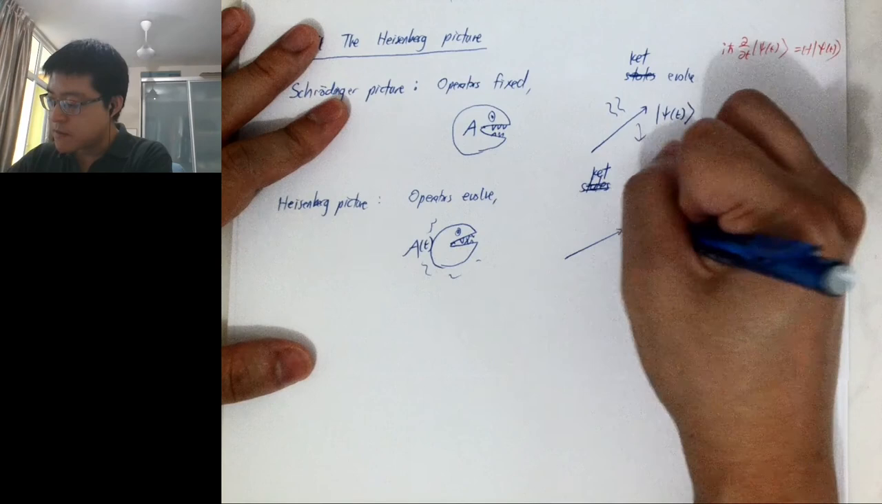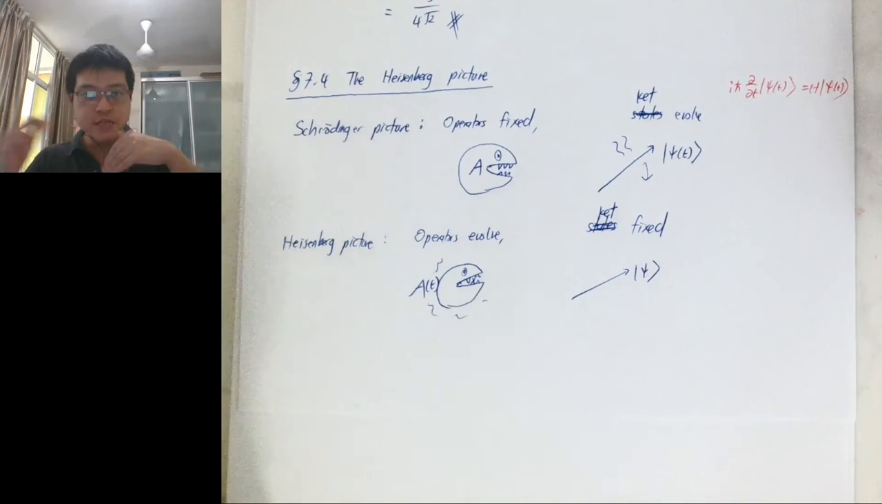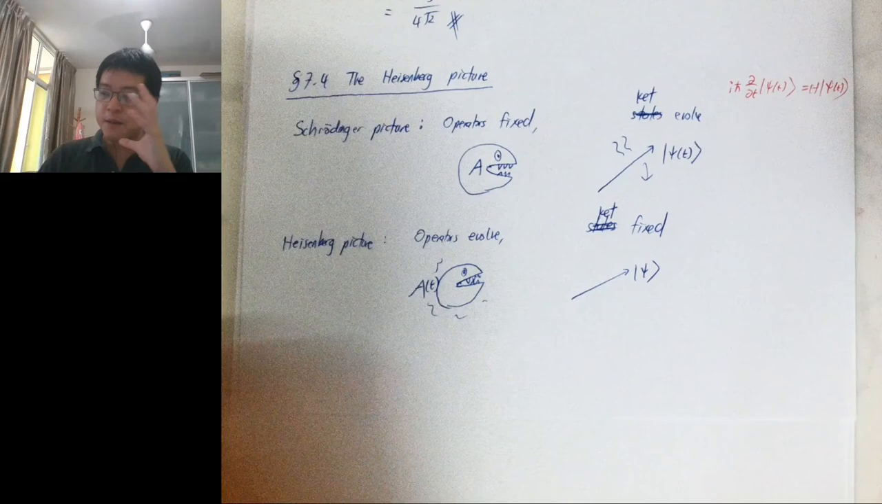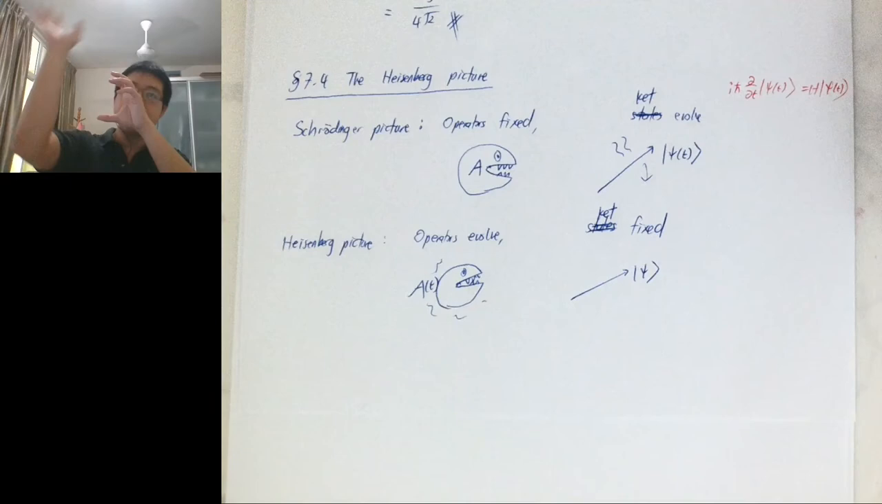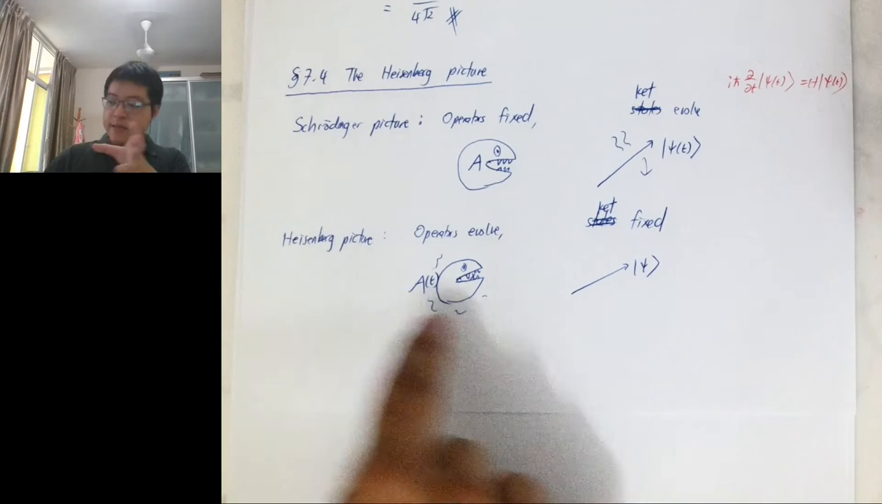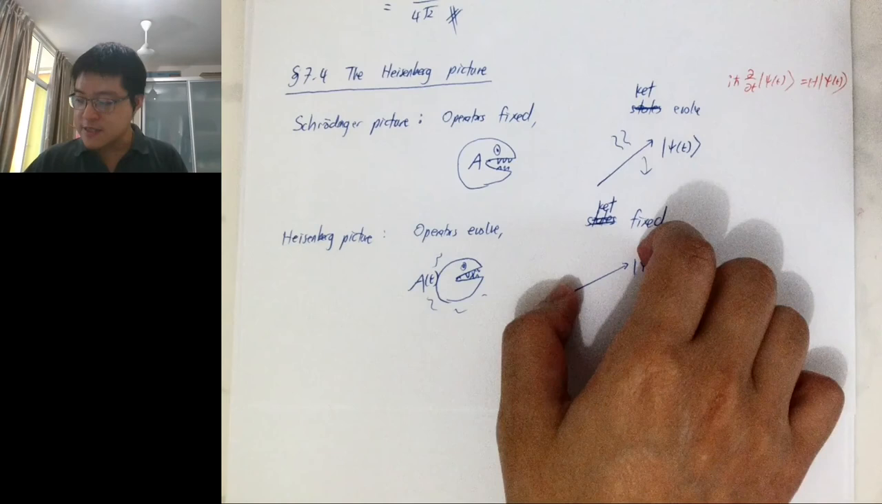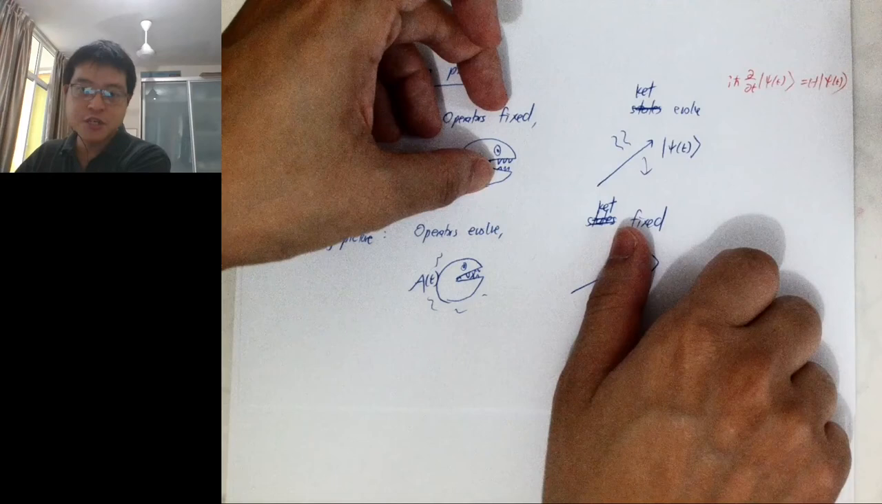A simple way to imagine these two situations, mathematically speaking, is that it depends on what you are following. Operator fixed means you are using a camera that follows the operator, and then everything else will be changing. But if you use a camera to follow the state, then the operator has to change correspondingly. So it depends on which point of view you are following. If you fix this point of view, then the other one changes. If you fix the other point of view, it's this one that will change. This is why we have two different pictures of quantum mechanics.